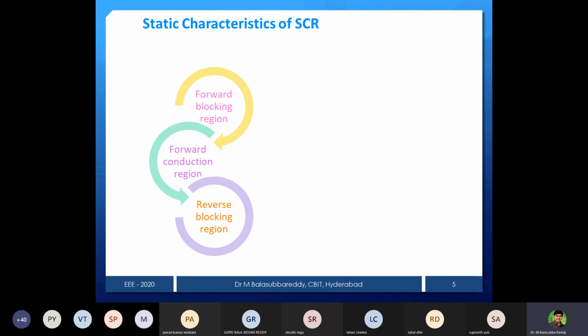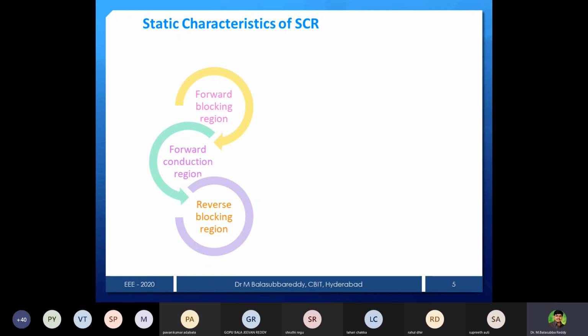So forward blocking, what is the meaning of forward blocking? The device is under forward bias but it is in the blocking state, meaning off state. That I call a forward blocking region. Second one is the forward conduction region. So the device is in forward bias, and now it is going to conduct. Blocking means forward bias and off state. Second one, forward bias, now conducting state, meaning before gate signal and after gate signal, like that.